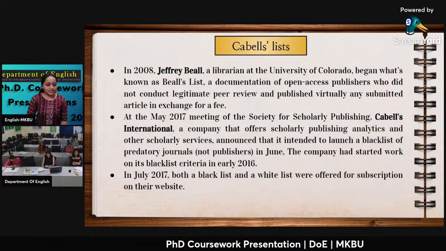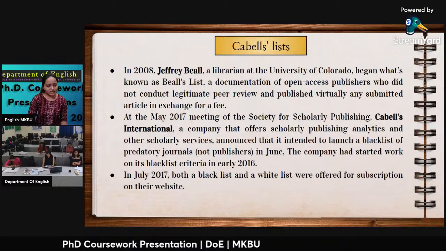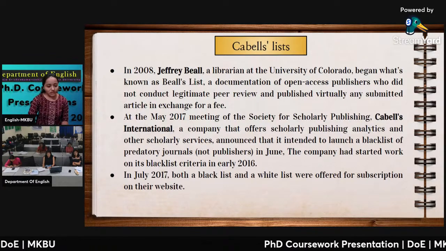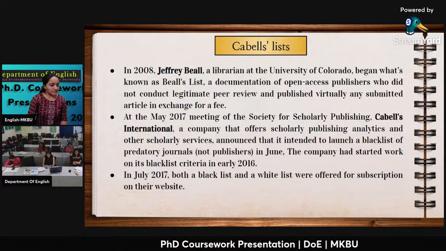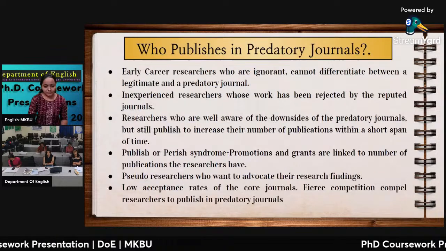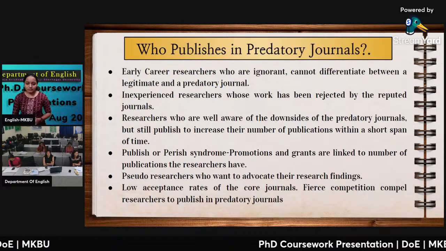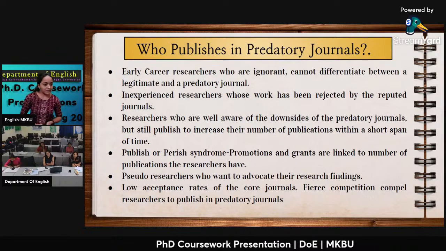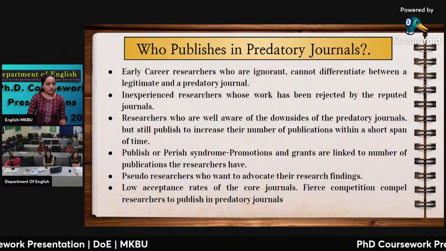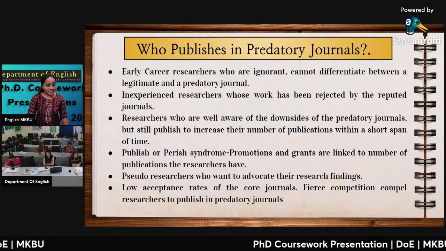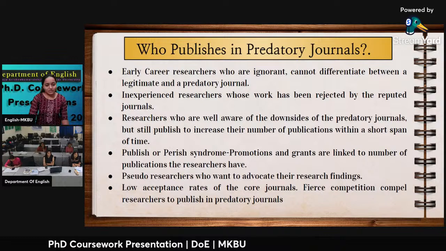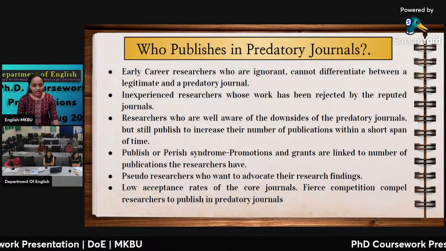So, Cabell's International published the blacklist in July 2017, both a black and white list offered for subscription on the website. Through this, we come to know about the journals that are listed in the black or white list. Who publishes in predatory journals? Why do we need predatory journals? The early career researchers who are ignorant, whose abstracts are not accepted by UGC CARE listed journals, are going to present or publish their paper in predatory journals.